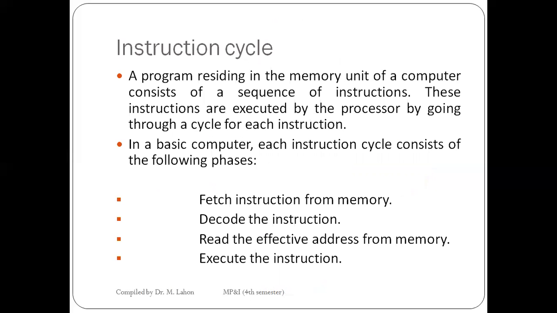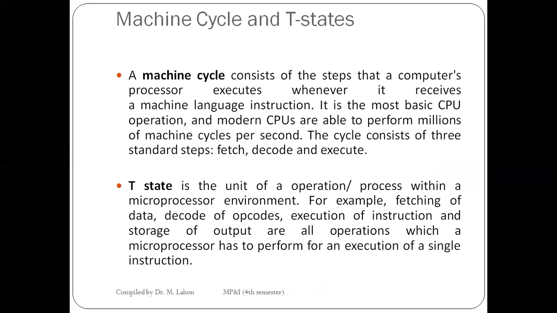So just go to the slide, everything is explained over here. Now we can go to the next slide, which says what is a machine cycle and what is a T-state. A machine cycle consists of the steps that a computer's processor executes whenever it receives a machine language instruction.